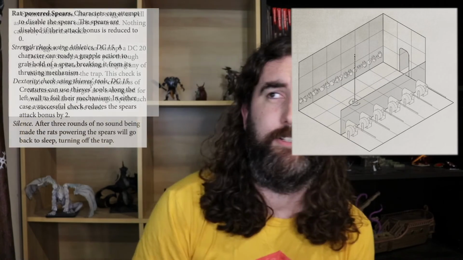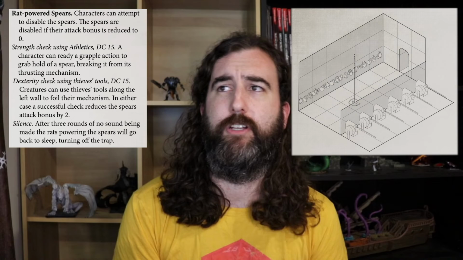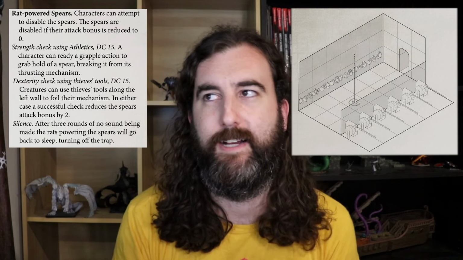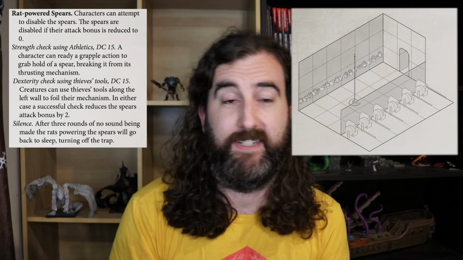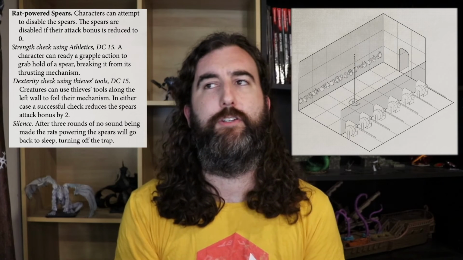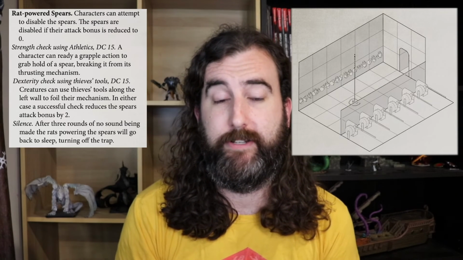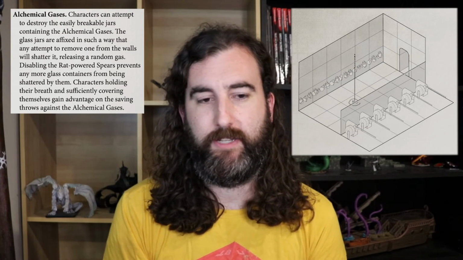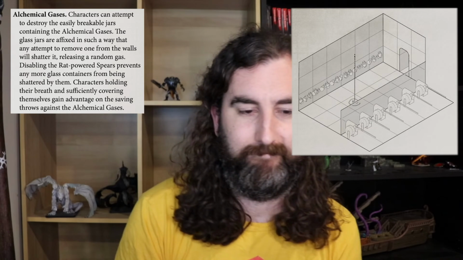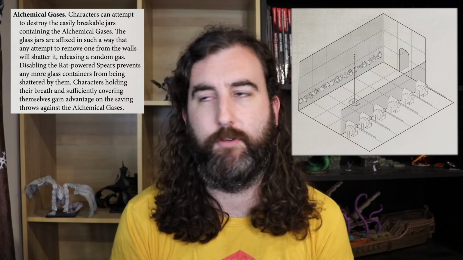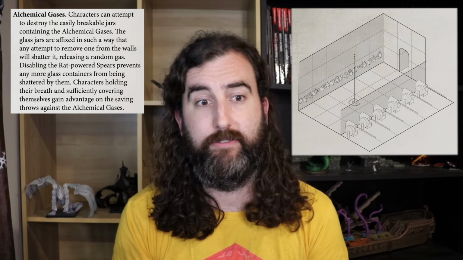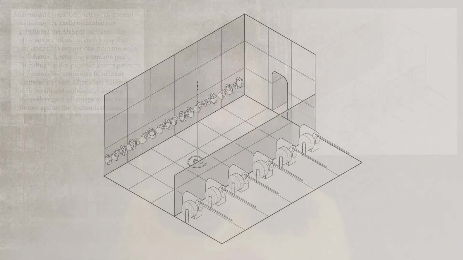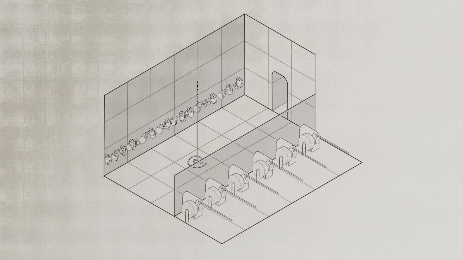Oh, lost another one. Oh well. So yes, the spears can be disabled: you can grab the spears and yank them out, break them, jam them up with tools, or just quieten everything down and put the rats back to sleep. Turn off the spears, and when the spears aren't breaking vials of alchemical gas, no more gases will trigger either. So if you stop the spears, you stop the gas. Easy peasy. As well, it is gas, so if people hold their breath, they can get advantage on any saving throws against the gases. Yeah, seems very reasonable. And that's basically the trap.